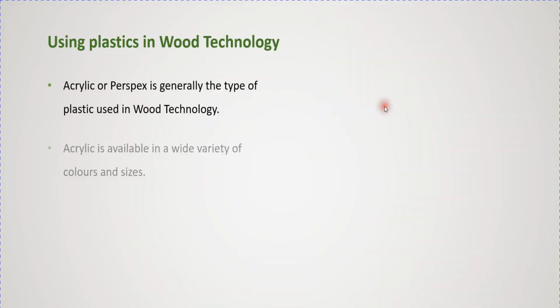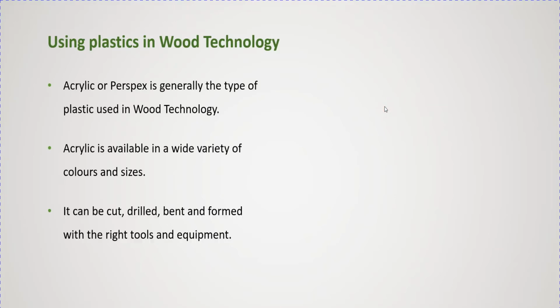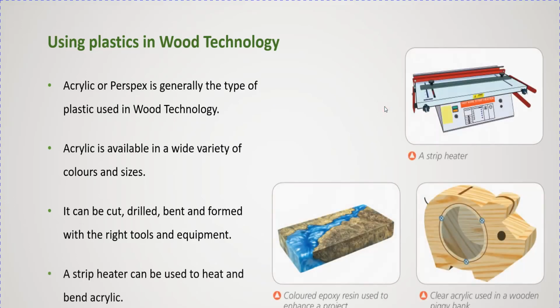Now the uses of Perspex and other types of plastics in the woodwork room. Acrylic is the main type that's used. The reason it's used is it's available in a large quantity of colours and sizes. It can be cut, drilled, bent, and shaped very easily with the correct tools. Now what we have here is a strip heater that's used for bending plastics.